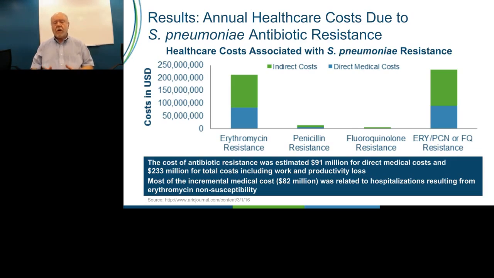But if you look at indirect costs, the overall burden of antibiotic resistance in strep pneumoniae is pretty significant. It's often those sorts of numbers that are not factored into the overall picture of the impact of community-acquired bacterial pneumonia. If you look in the bottom box there, the cost of antibiotic resistance was estimated at 91 million, but 233 million when you included work and productivity loss. Remember, not everybody that gets pneumonia is over the age of 65. There's still a large chunk of working age people in there. The incremental medical cost was actually related to hospitalization due to erythromycin resistance. So if you can avoid or reduce the macrolide resistance, there is a likelihood you may be able to impact some of the adverse medical implications, like hospitalization and emergency room visits.